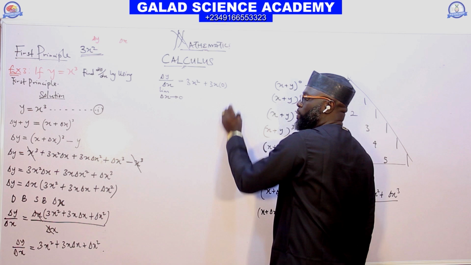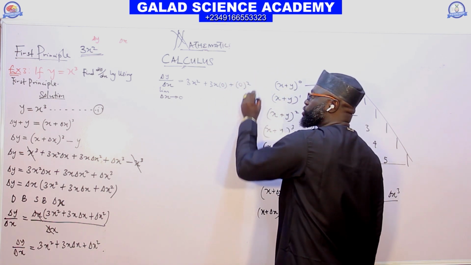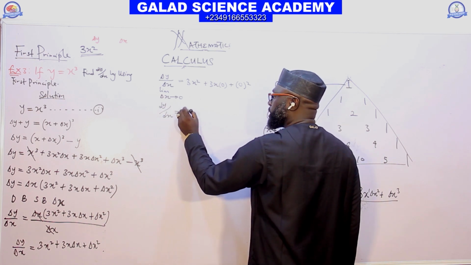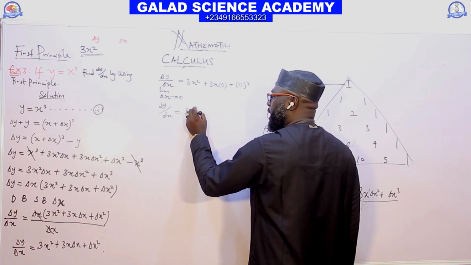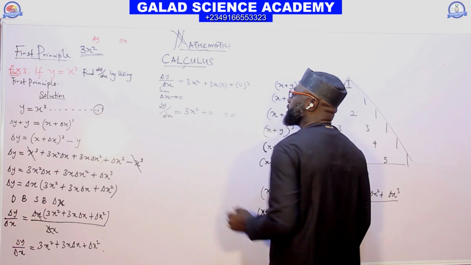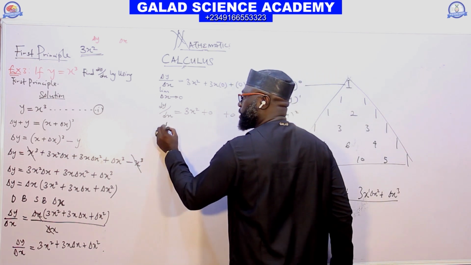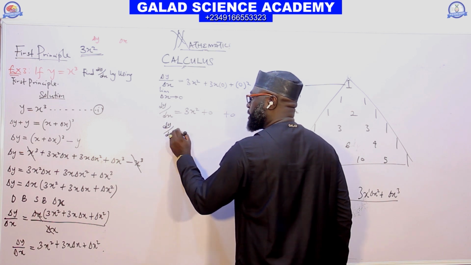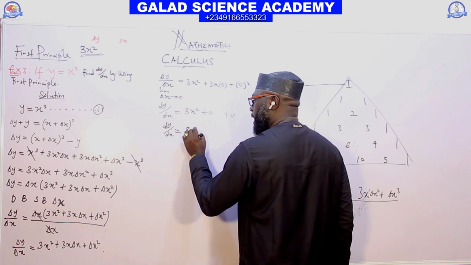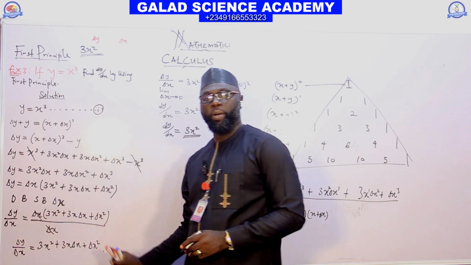So we have 0 plus 0 squared. Therefore, the change in x will be 3x squared, this time 0 plus 0 plus 0. So our final answer will be dy/dx is equal to 3x squared. You can see it by using first principle.